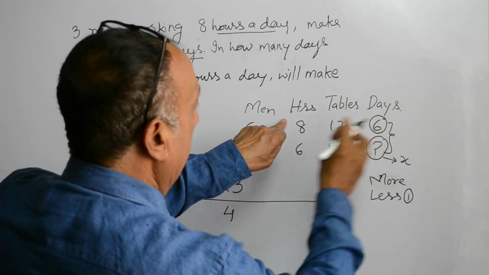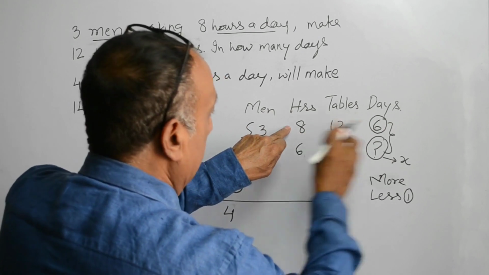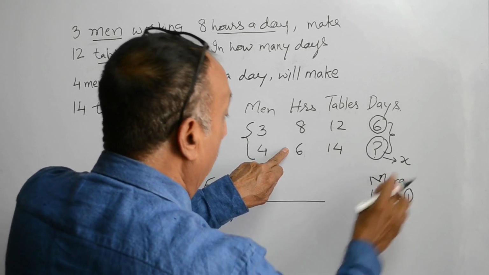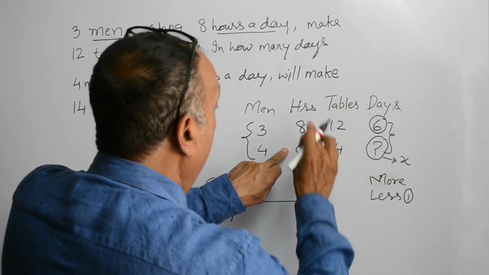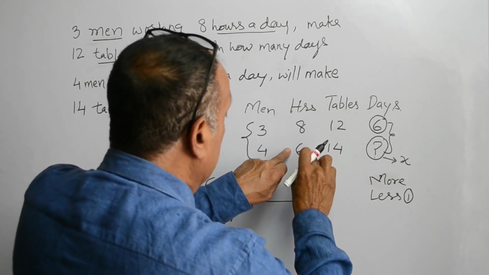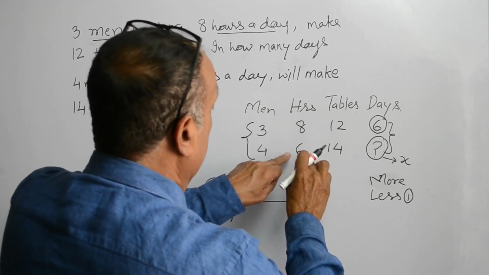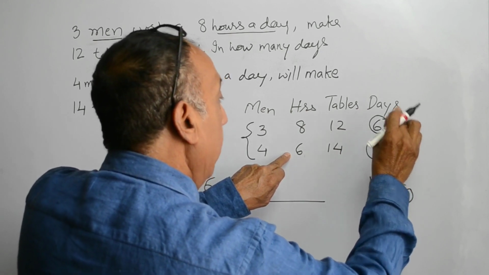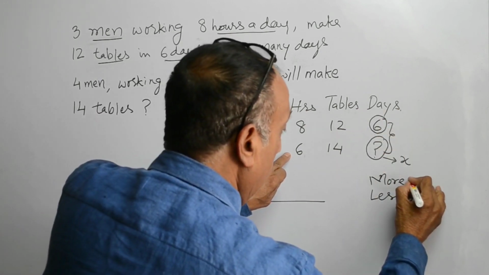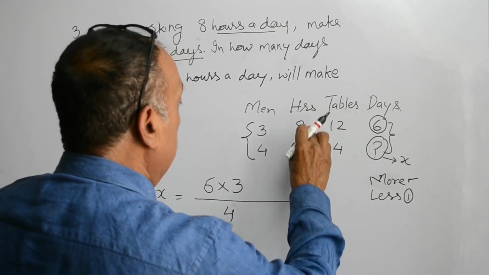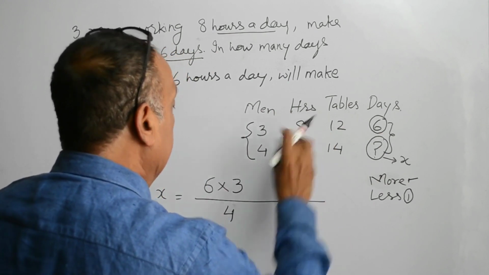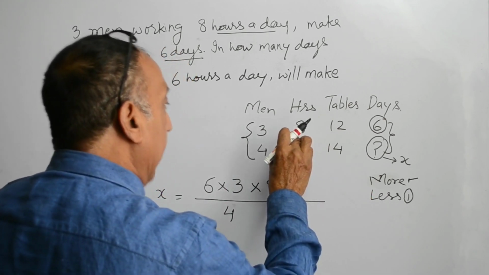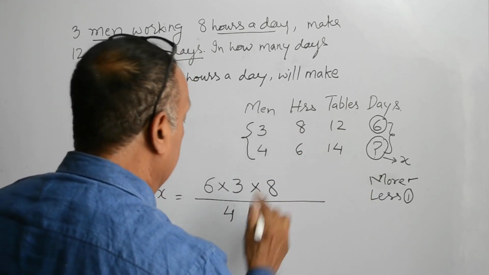Now compare hours and days. Working 8 hours, they take 6 days. Working 6 hours, will they take more days or fewer days? If we work 6 hours instead of 8 hours a day, then automatically we will have to spend more days. So the answer here is more. Out of these two, the bigger one is 8. If the answer is more, multiply by the bigger one and divide by the smaller one.